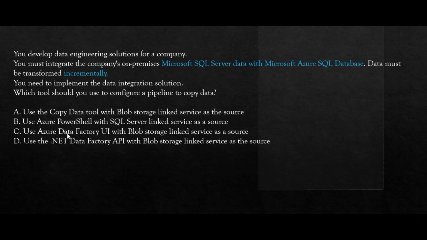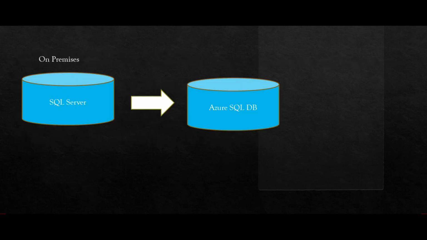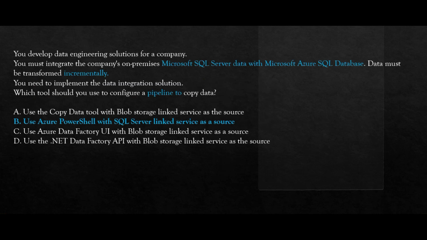B says to use PowerShell. Okay, first let's look at option D. Use .NET Data Factory with a blob storage linked service. So in this case, if you have to use a linked service as a source, it cannot be blob storage, because we are doing a move from SQL Server data from SQL Server on-premises to Azure. So we do not have scope to include blob as our source. Hence option D is wrong.